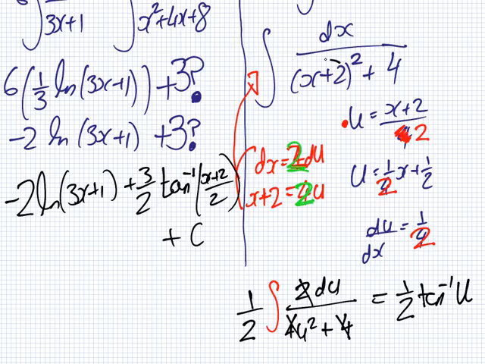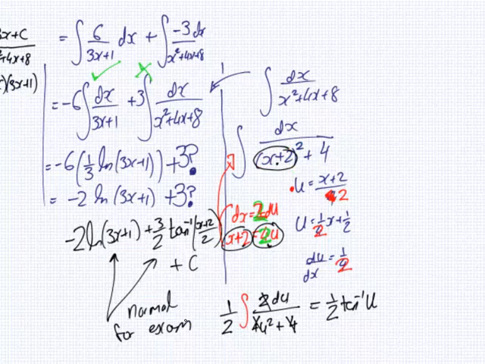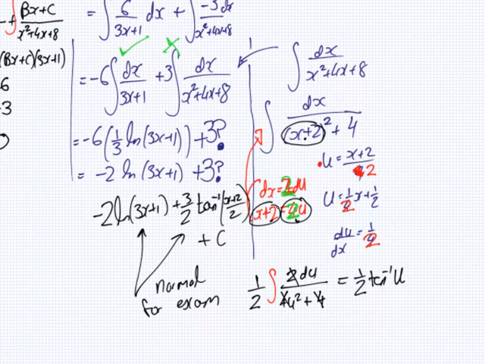Here is x plus 2, and we said x plus 2 is 2u. So when I square it, I get 4u squared. I replace the x plus 2 with 2u. Now I know this is long, but this is exactly what you get in section B. Usually in section B, your answer has a log and the tan inverse in it. This is actually quite normal for the exam. It's long, it's difficult, but this is what you get in the exam.